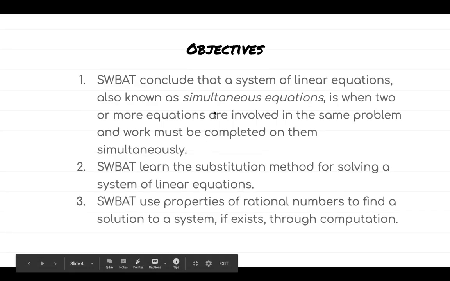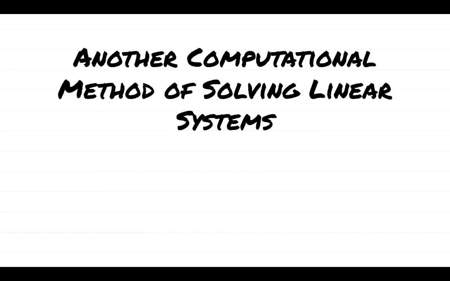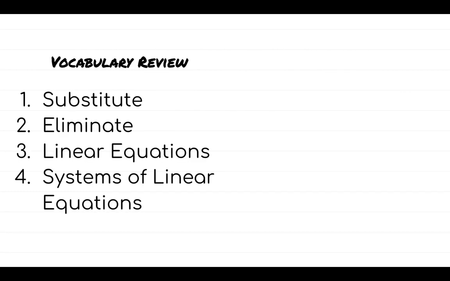So the very first objective here, we've already really gone over this, but I still keep it there because it is something that we're all still working on. Our second objective is we will be able to learn the substitution method for solving a system of linear equations, and we'll use properties of rational numbers to find a solution to a system, if one exists, through computation. Now, another computational method of solving linear systems is the substitution method.